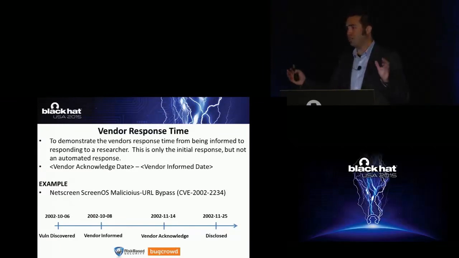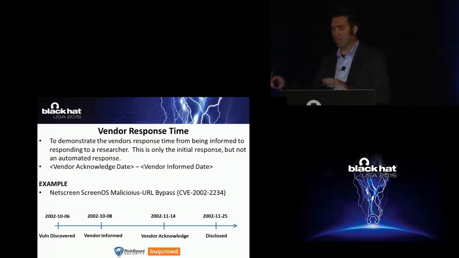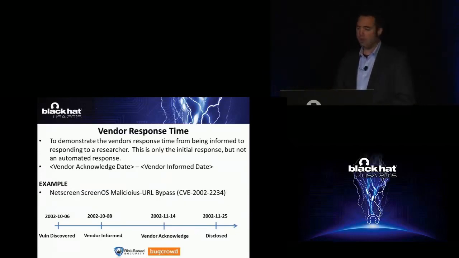There are tons of vendors that could have been picked and bad examples and all that sort of stuff. We can go into that later. But this is a NetScreen vuln from back in 2002, a long time ago. And so the first metric that V10 provides is one we call vendor response time.